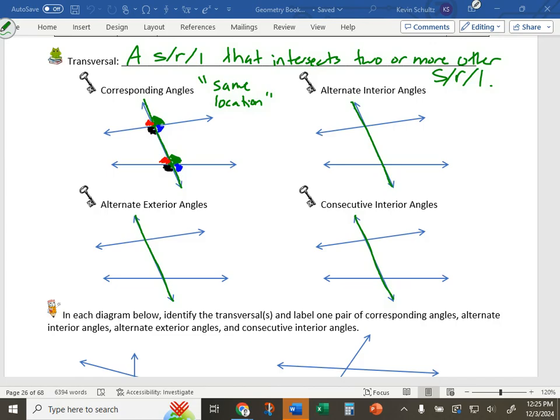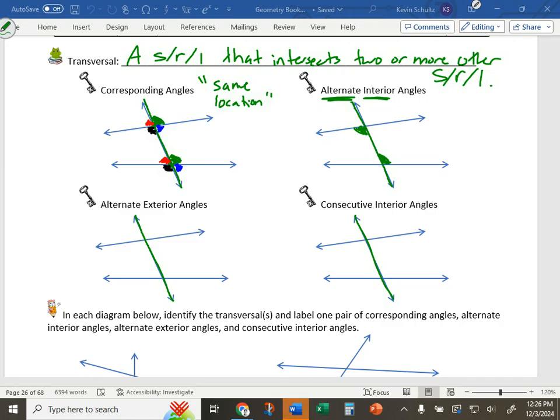Alternate interior angles. What does the word alternate mean? Different or opposite. Okay. What does the word interior mean? Inside. So alternate interior angles are inside of the two lines on opposite sides of the transversal. So this would be an example of alternate interior angles. Okay? Inside the lines, opposite sides or alternate sides of the transversal.